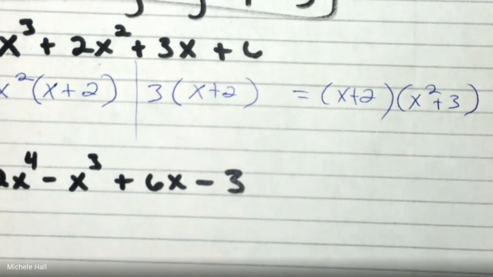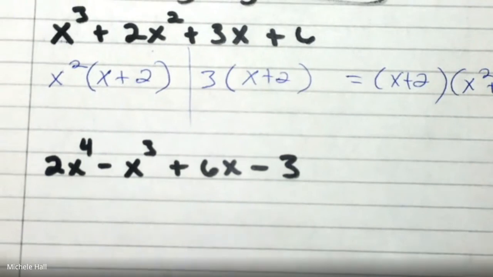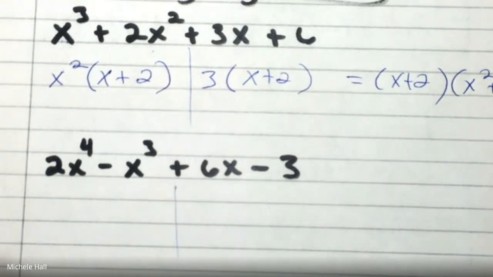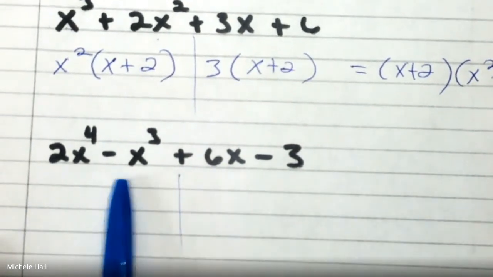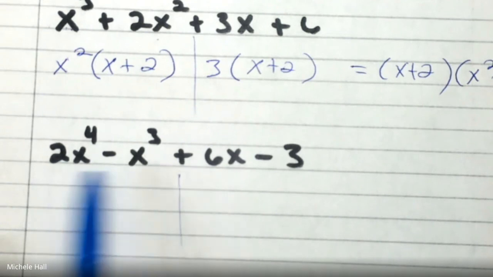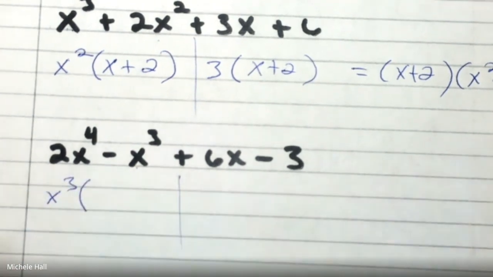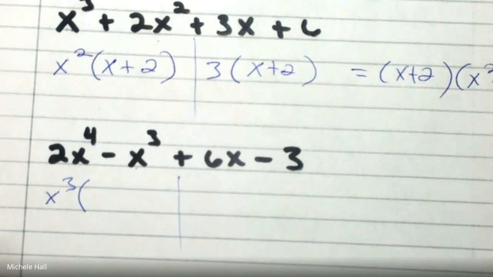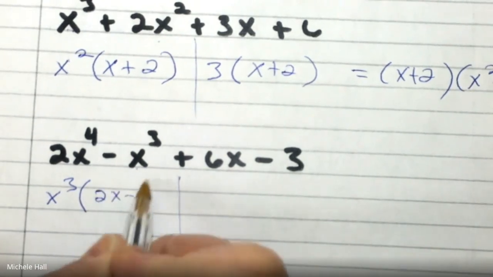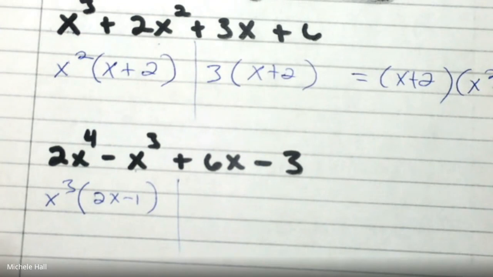Let's try it one more time. Go ahead and try the next one. Start it off. So I do just kind of put a little line right there, just keep it separated. Garrett, what can I take out? What's the greatest common factor for the first two terms? X cubed. Yep. And then what's left when you pull an x cubed out? 2x. Correct.